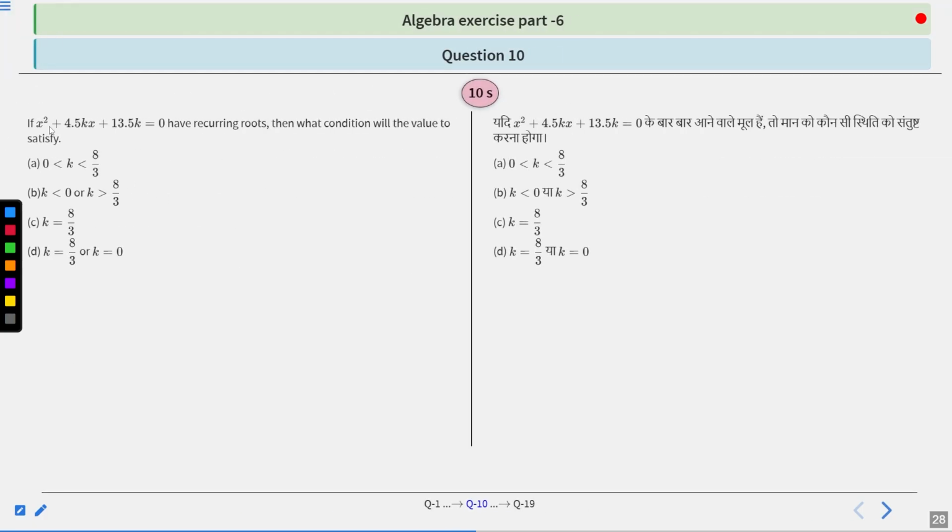Next, if x square plus 4.5kx plus 13.5k is equal to 0 has recurring roots, then what condition will the value of k satisfy? Option A, k is greater than 0 but less than 8 upon 3. Option B, k is less than 0 or k is greater than 8 upon 3. Option C, k is equal to 8 upon 3. And option D, k is equal to 8 upon 3 or k is equal to 0. These are the options, and I'm giving you 10 seconds to find which one of them is correct. After that, I will do the solution for you.